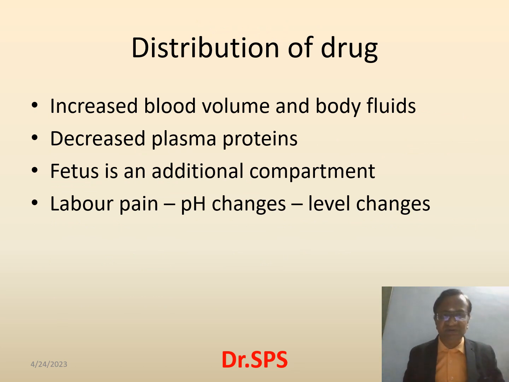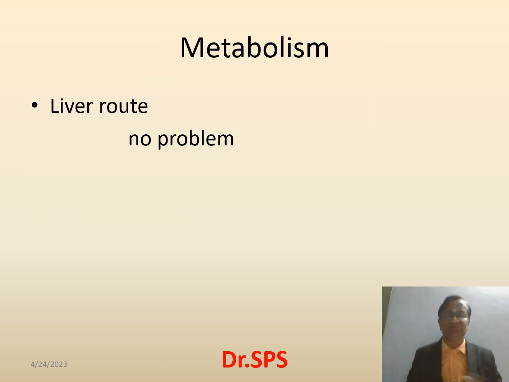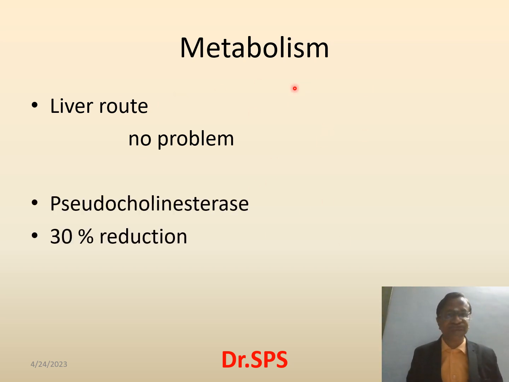If you go to distribution, there is increased blood volume. We all know from the previous slides, there are a lot of changes in the blood volume, CVS, RS, CNS in pregnancy, which we have already talked about in a previous video. There is decreased plasma protein. The fetus is an additional component. Labor pain changes pH levels. All these things make it difficult. So liver route, no problem. Metabolism. Pseudocholinesterase, there may be 30% reduction.